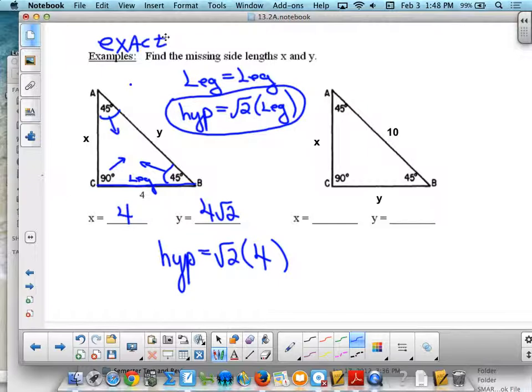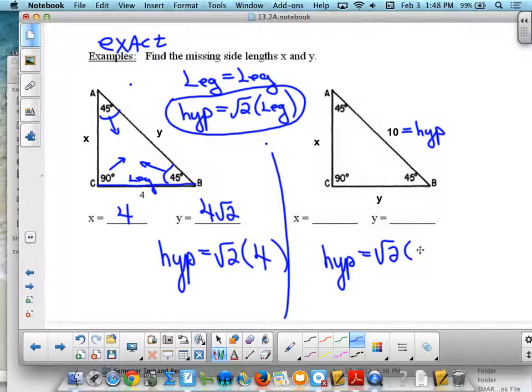Stay with me. Okay. All right, ready? Next up, what did they give you? Is that a leg? So you've got to do it backwards. That's a hypotenuse. Okay, so they gave you the hypotenuse. See, this one's a little harder than the first one. So we do what? Hypotenuse equals square root of 2 times leg. Okay, fill what in?